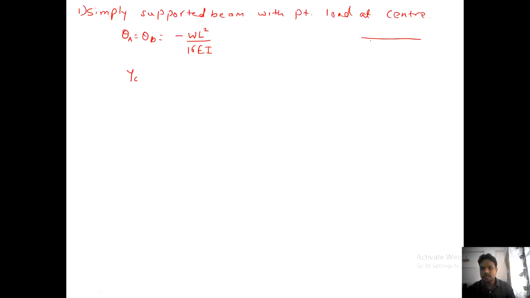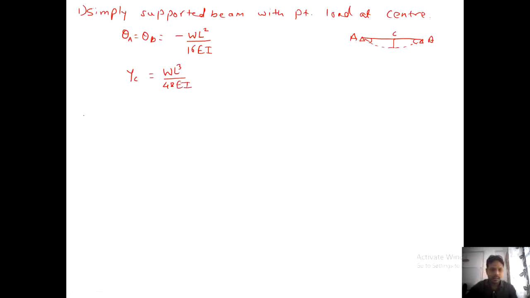Here this is a simply supported beam supported at end A and at B. That's why we calculate, and the beam will deflect like this. So you can calculate the slope either here or here, at point A or at point B, and the maximum deflection occurs at point C. So the deflection at C is given as WL cube by 48 EI.